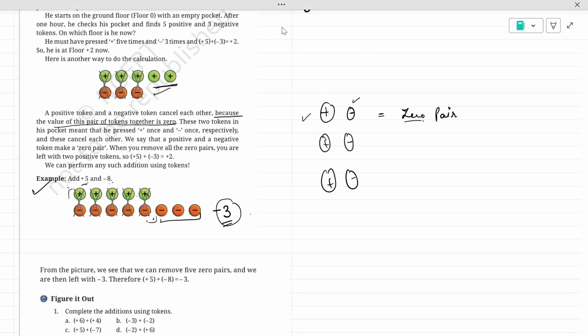I hope this is clear, kids, but still I am repeating this for you. We know what a 0 pair is.